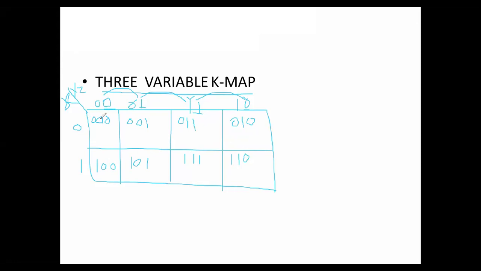Now, what is the value for 0, 0, 0? This is equivalent to 0. This cell is equal to 0. 0, 0, 1 means 1. 0, 1, 1 means 3. 0, 1, 0 means 2. 1, 0, 0 equal to 4. 1, 0, 1 is equivalent to 5. 1, 1, 1 is equivalent to 7. 1, 1, 0 is equivalent to 6. This is the general K map for 3 variables.